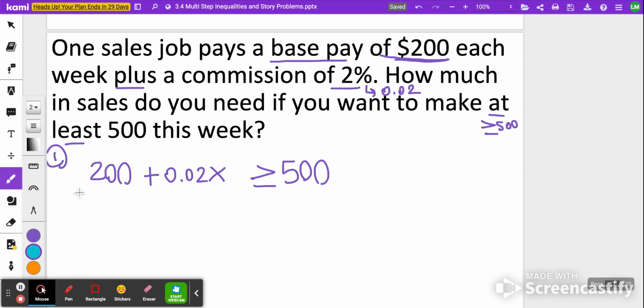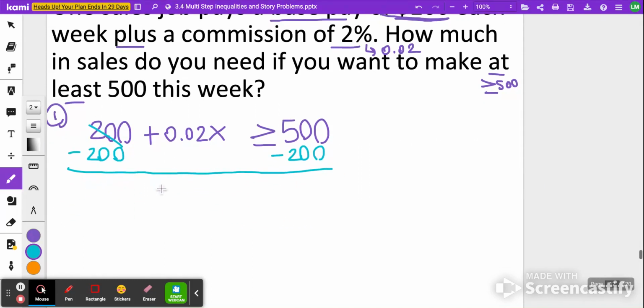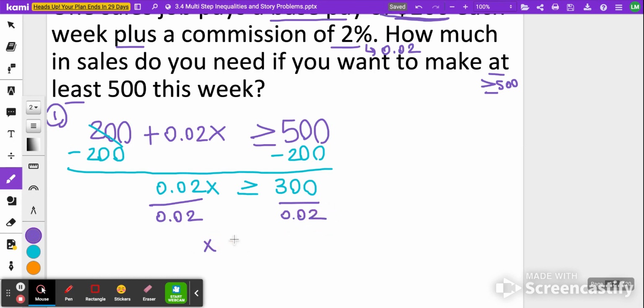Now we're going to do step 2, which is solving it. The first thing I'm going to do is break apart that 200 to join over here with the 500. When I do that, all that's left is my 0.02x, my 2% commission, at least $300. So what do I need to sell to make it at least $300 in commission? Next, it looks like I need to divide by 0.02. So I'm just doing 300 divided by 0.02, and I get x is greater than or equal to $15,000. Now, this is true for this situation.